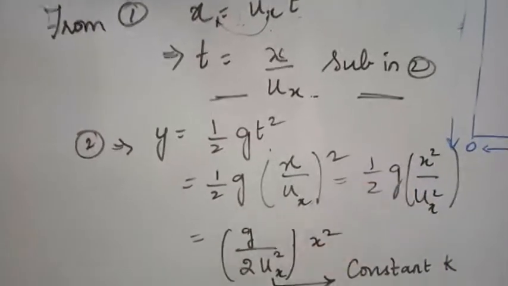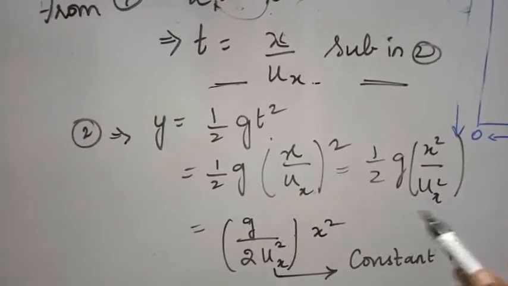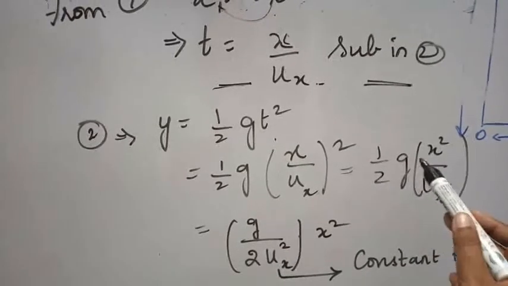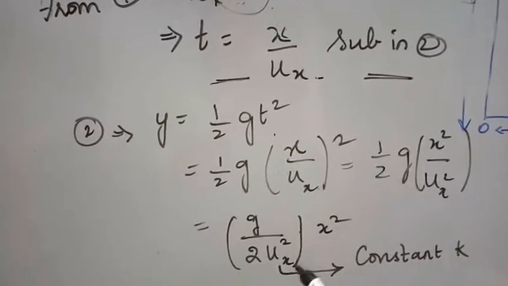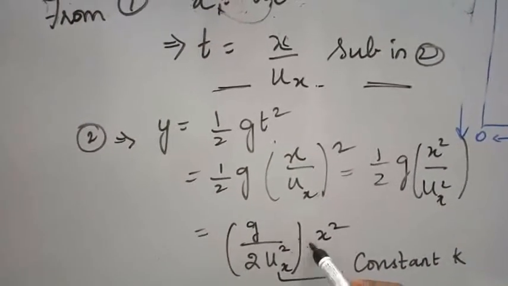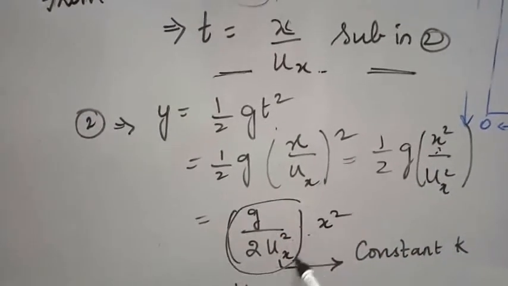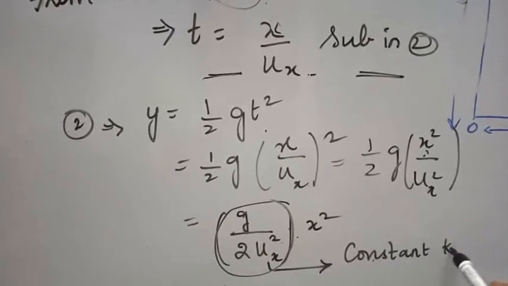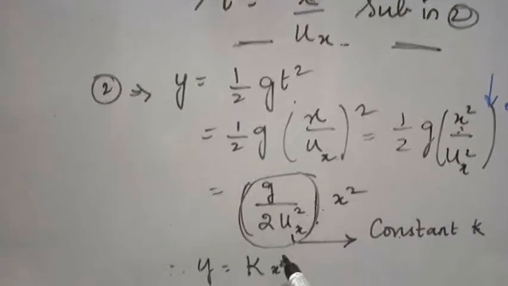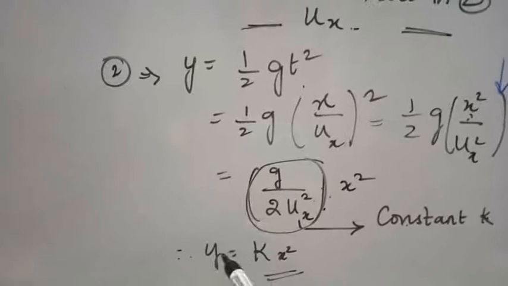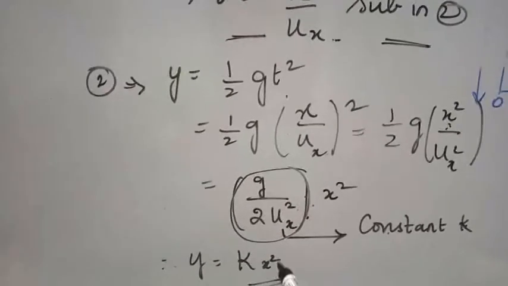Bring the square inside. Then I have replaced these terms as g by 2ux squared into this x squared. In this, the whole term becomes a constant k. So instead of this, I am writing the constant k. So y is equal to k into x squared.